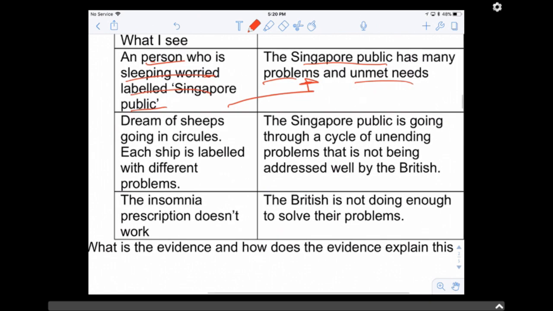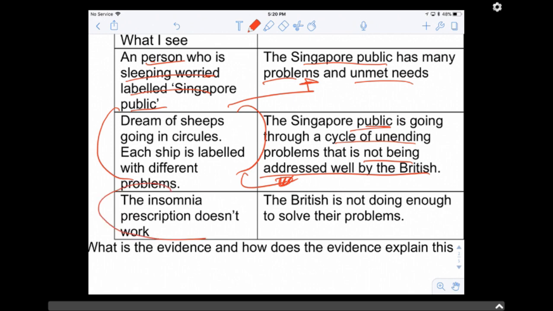Description: you say in the picture, they're dreaming of sheep, they're going in circles, and each sheep is labeled with different problems. So what does this mean? This means the Singapore public are going through a cycle of unending problems, and all these things keep continuing to happen because the British are not addressing them well. That is why they keep dreaming of these sheep going around in circles, because the British are not addressing the problems faced by the locals well.